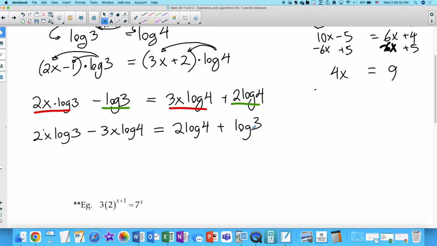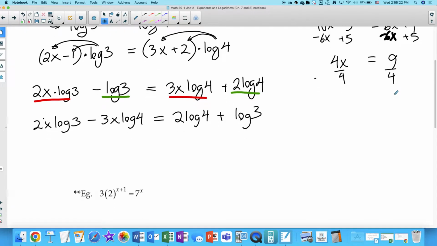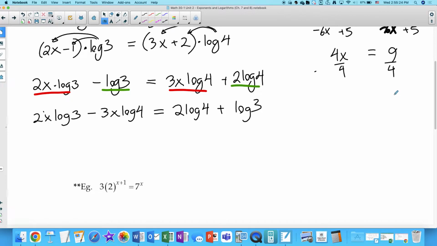I can't just divide, like here, now I can just divide by 4, right? Can't do that here because I'm multiplying x by these irrational numbers. So what I'm going to do is I'm going to factor the x out. Okay, so here I'm going to factor. I can pull a factor of x out of here, and I'll be left with 2 log 3. And I can pull a factor of x out of here, and I'm left with minus 3 log 4.